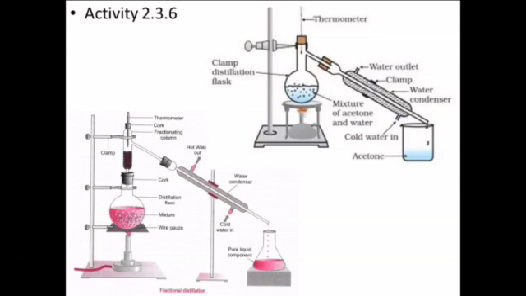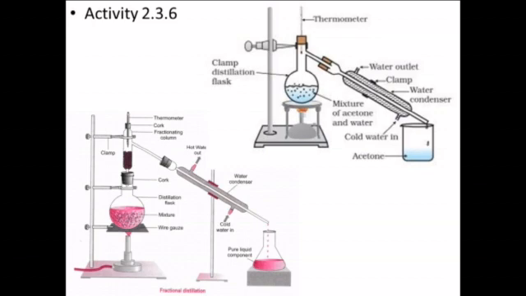Water is left behind in the distillation flask. What do you observe as you start heating the mixture? The mixture appears boiling and the temperature rises. At what temperature does the thermometer reading become constant for some time? The thermometer reading becomes constant at about 56 degrees Celsius.